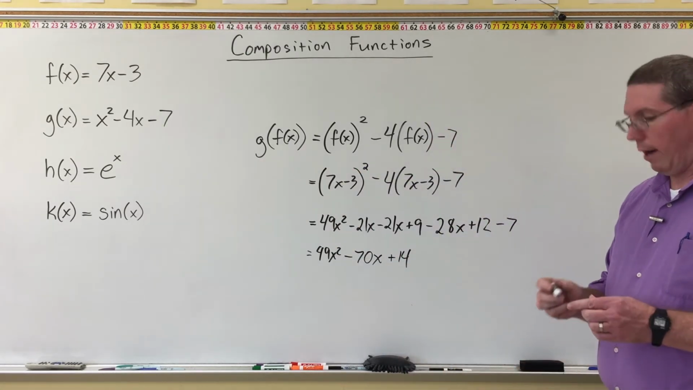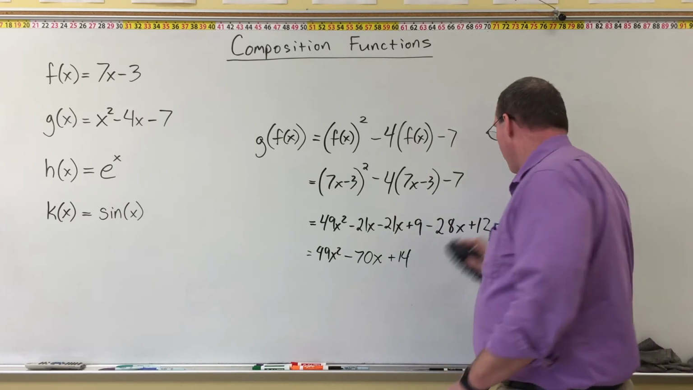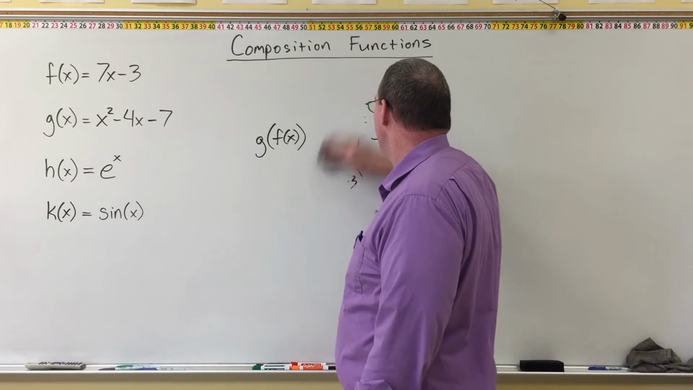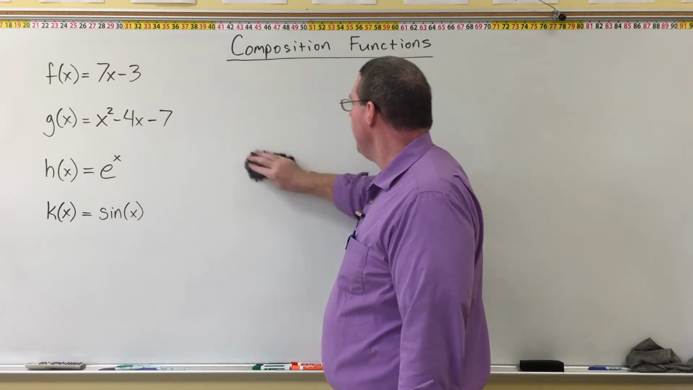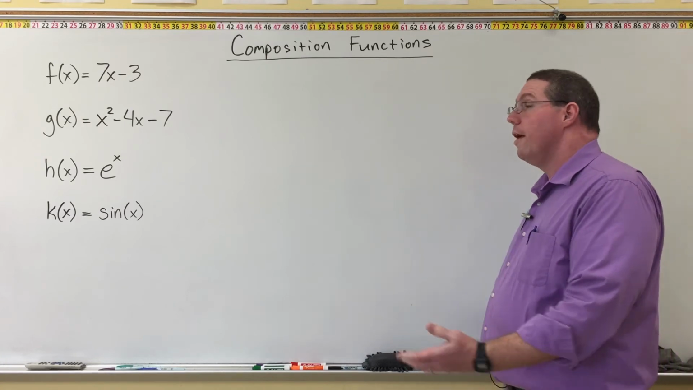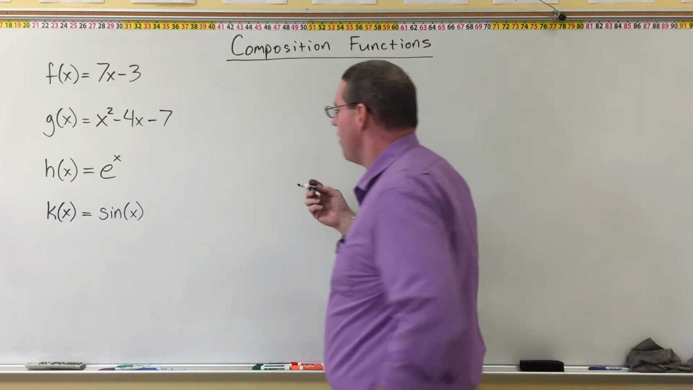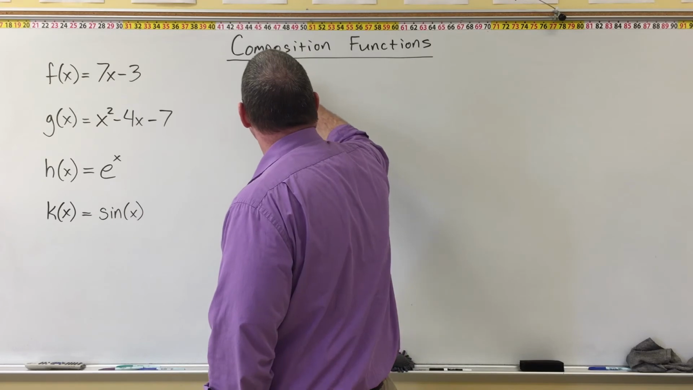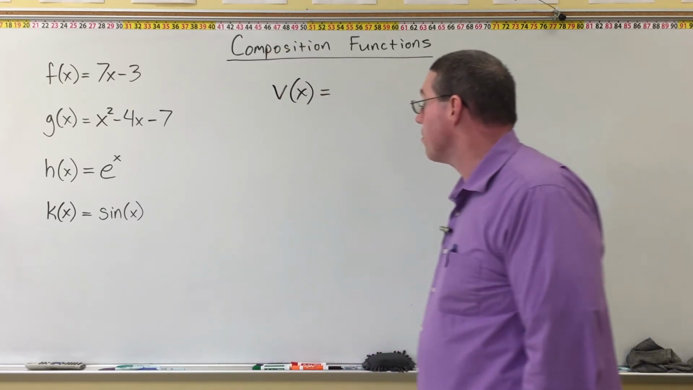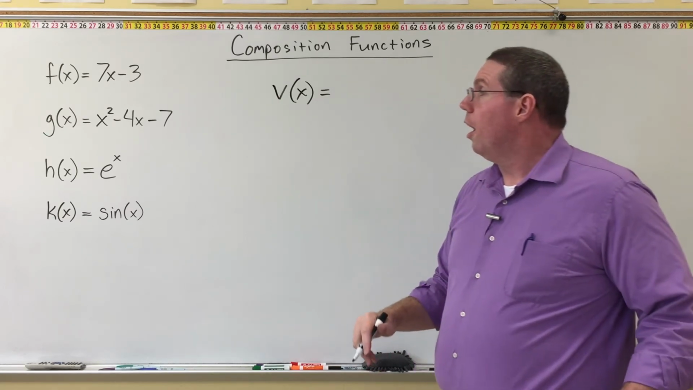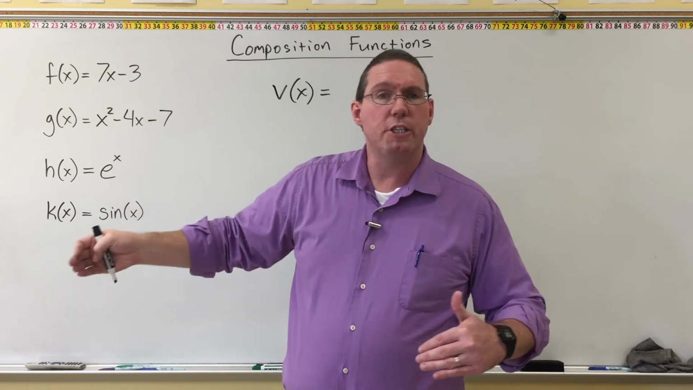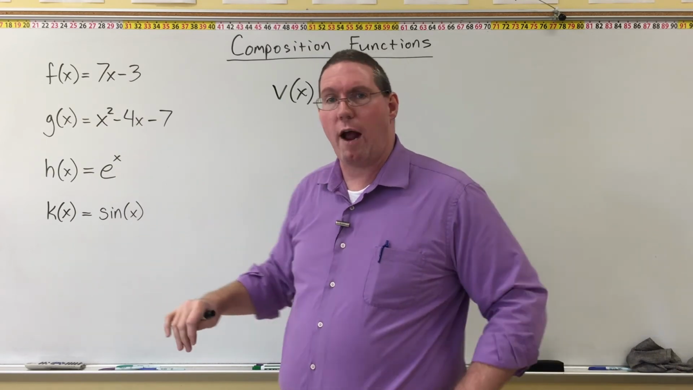All right. So now what I want to do is move to another kind of composition function, which I actually consider to be a little bit easier than this. And this is where you are told that there's a new function, let's say, for example, v of x. They're going to tell you that v of x is equal to 2 or more of these functions that are multiplied by each other or added to each other or subtracted.